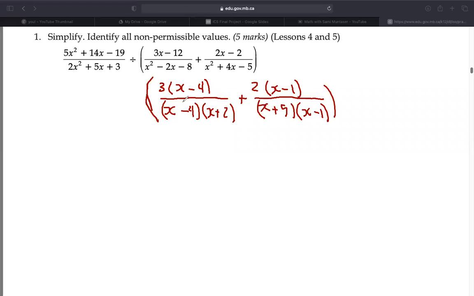When you do this, just cancel the x minus 4 with the x minus 4, and the x minus 1 with the x minus 1. You can cancel just within each fraction here. You cannot cancel diagonally because you have a plus sign right here.